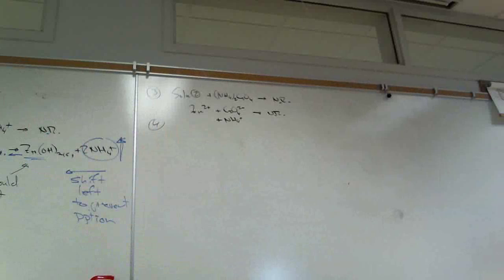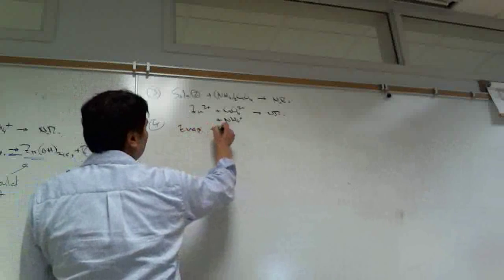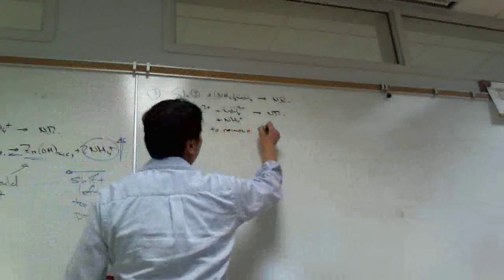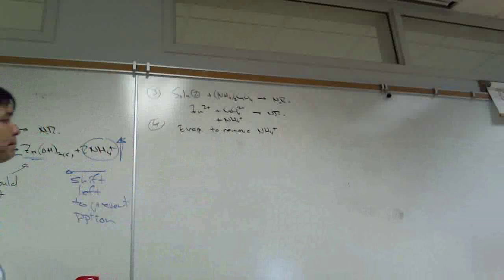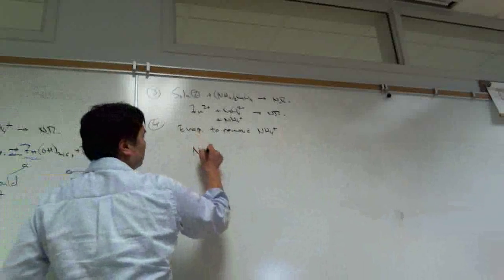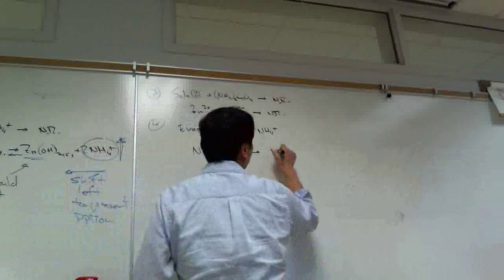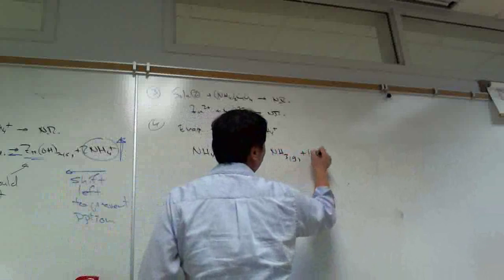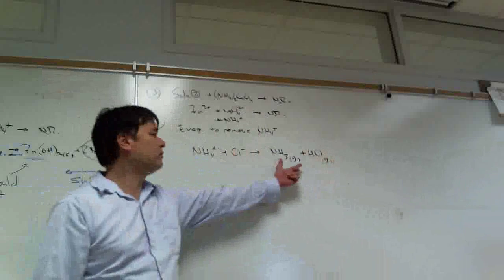Okay, then we evaporate to remove the ammonium. And so that's the next step here. We don't want any excess ammonium here because there's potential interferences from ammonia. And so here, how do we remove it? Well, if we have ammonium ions and chloride ions present, we can form ammonia gas and HCl gas here.